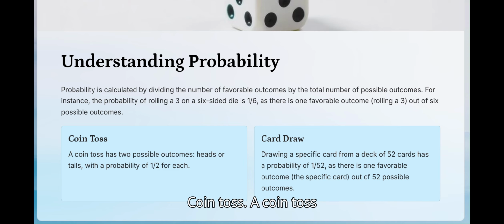Coin toss. A coin toss has 2 possible outcomes, heads or tails, with a probability of 1/2 for each. Card draw. Drawing a specific card from a deck of 52 cards has a probability of 1/52, as there is one favorable outcome, the specific card, out of 52 possible outcomes.